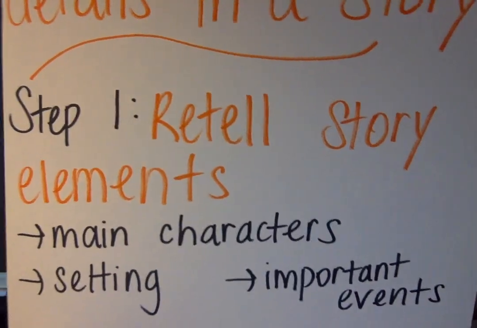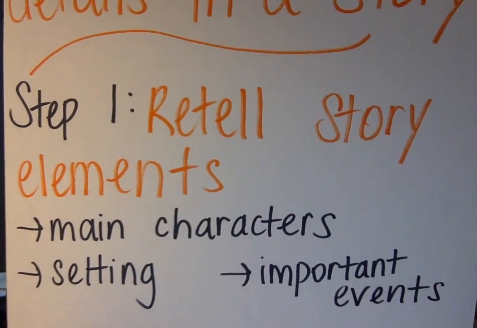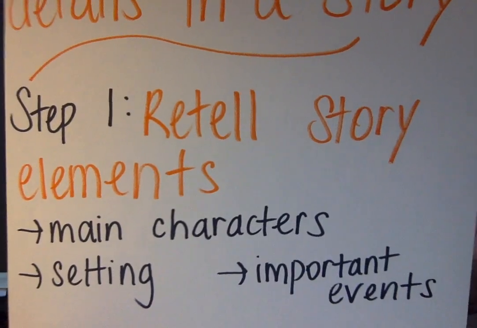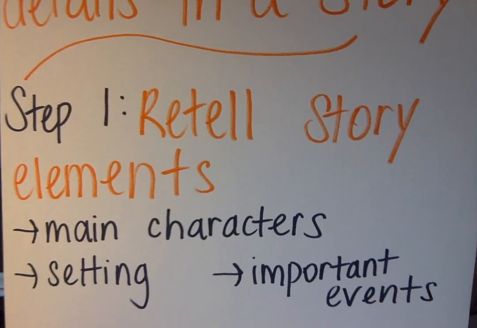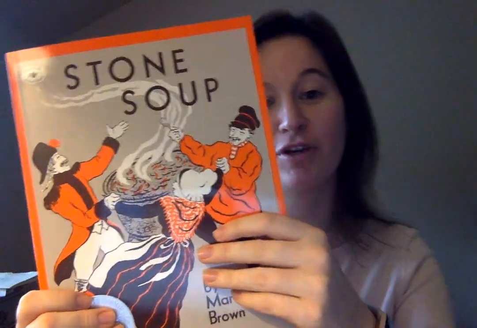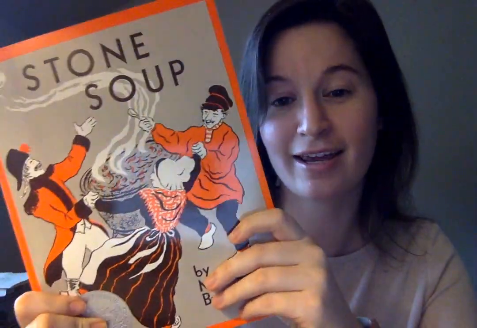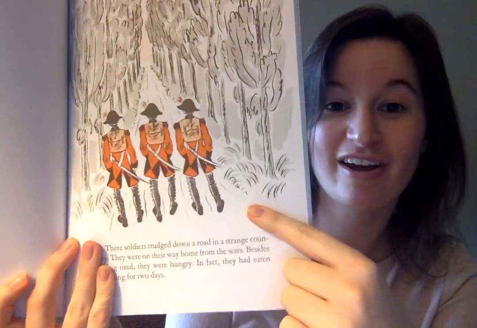Step 1, retell story elements. So story elements are the main characters, the setting, and important events. So when I start skimming my text and trying to figure out the main characters, setting, and important events, I know that my main characters are, first of all, my three soldiers that come into our story. And then of course we also have the villagers.